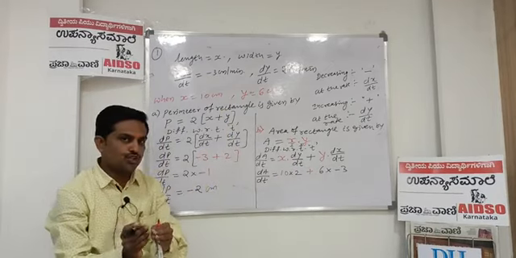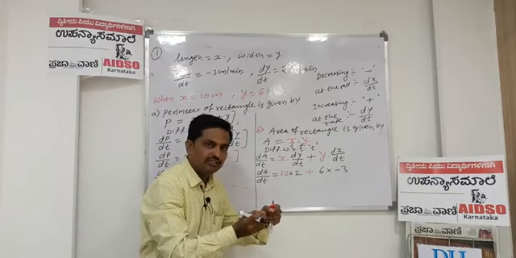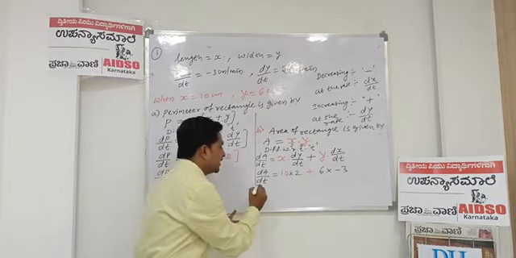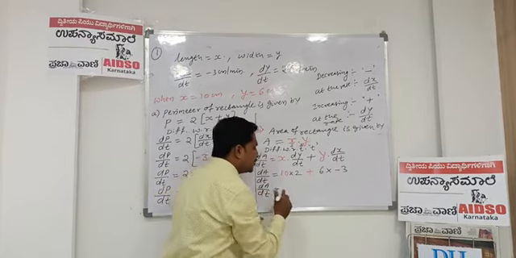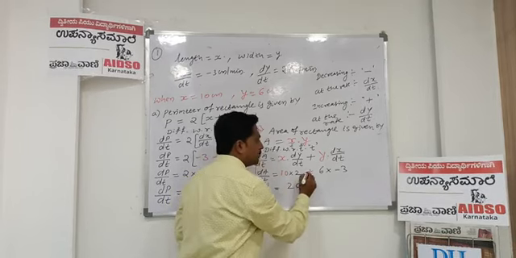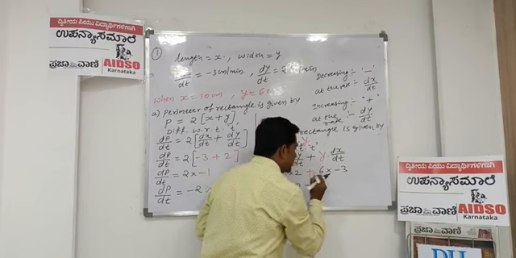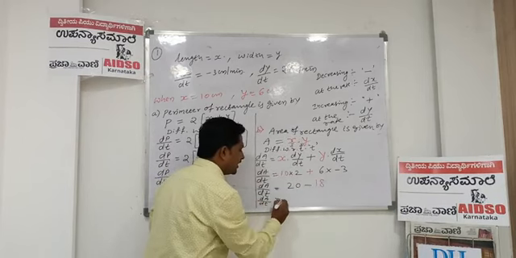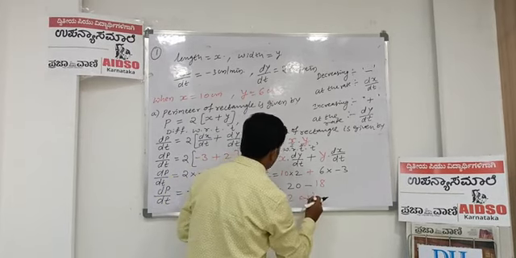The substitution should be taken carefully, because even if one piece of data is varied, the entire answer will change. So dA by dt will be equal to 10 into 2, which is 20, plus minus minus, and 6 into 3 is 18. So finally dA by dt is 2 square centimeter per minute.